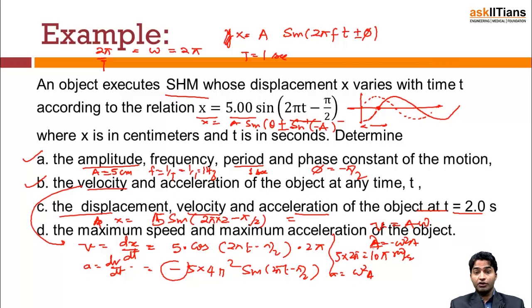In the third part, they are talking about acceleration. Again, we will differentiate the velocity relationship and substitute t equal to 2 seconds in the main equation, and we will get the answer. Part D, maximum speed and maximum acceleration. Maximum speed is there at the mean position where displacement becomes 0, and the value is v equal to a into omega. A is the amplitude, and omega is already calculated from the main equation. Maximum acceleration is a equal to minus of omega square into a. We know that when the displacement is maximum, acceleration is maximum in magnitude, and vice versa. We will put the corresponding values and get the answer.